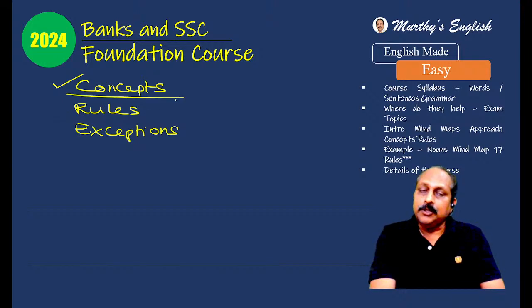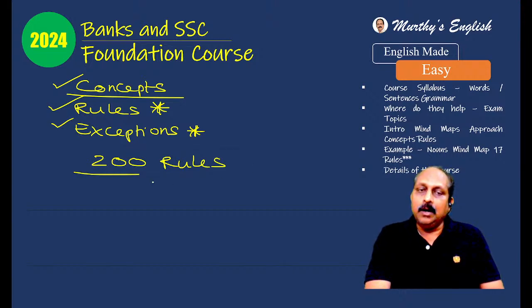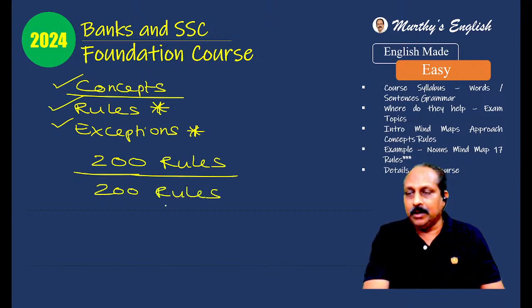Conceptual clarity is very important when it comes to learning a topic or grammar. But concepts, no one is going to ask. Once you learn the concepts, it becomes easy to learn the rules. Your focus should be on rules. In English, we have rules and exceptions. On my channel, I have given 200 rules. There are so many videos. If you watch all those videos, you can learn 200 rules. More than enough from the exam point of view.